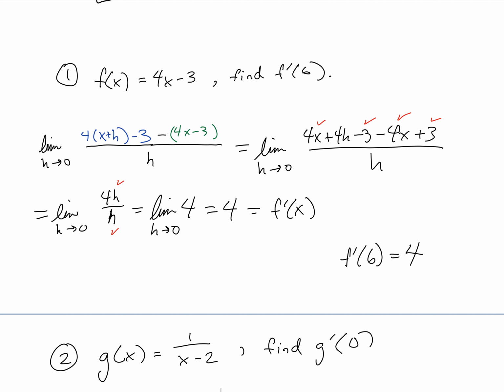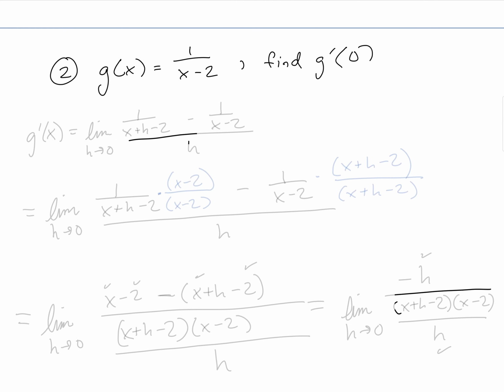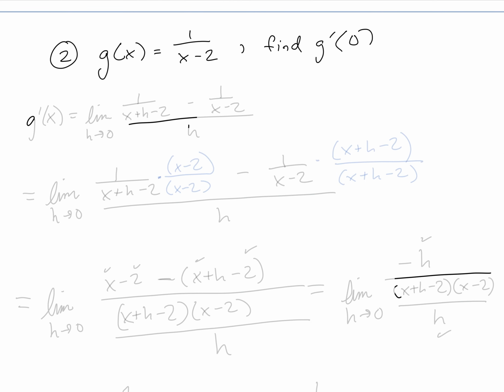Okay, now we've got g of x is equal to 1 over x minus 2. So the derivative g prime of x is equal to the limit as h approaches 0 of 1 over g of x plus h, that's x plus h minus 2, minus g of x, that's 1 over x minus 2, all divided by h. So now we want to somehow simplify this, get rid of the h in the denominator.